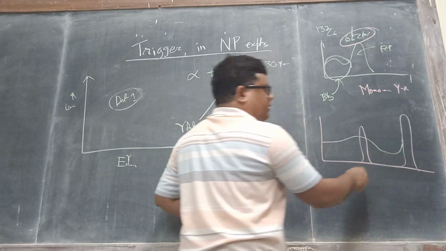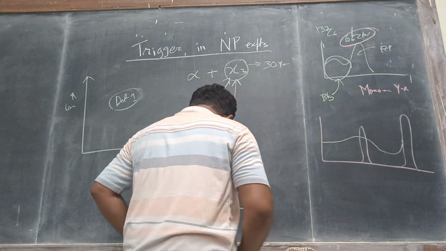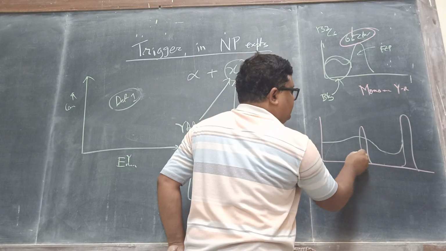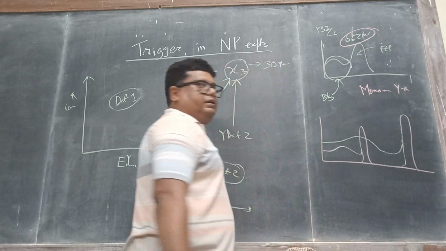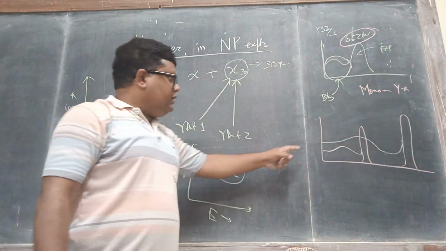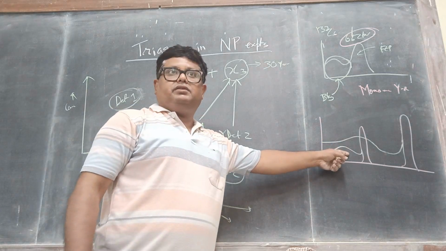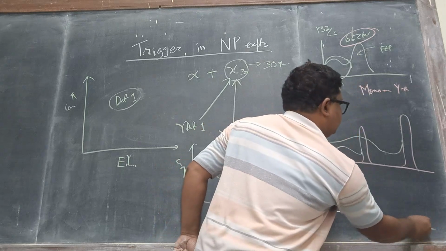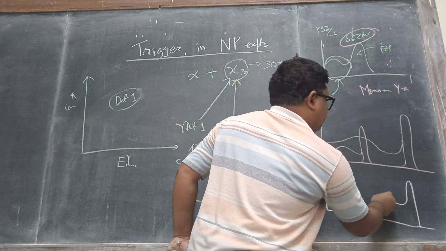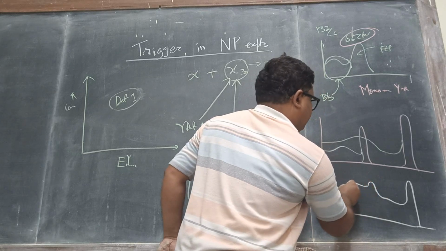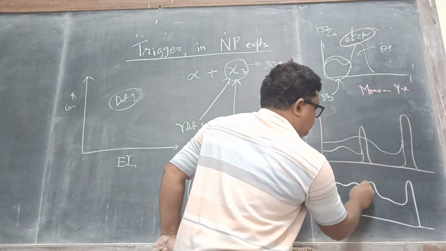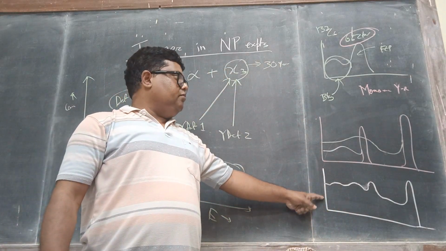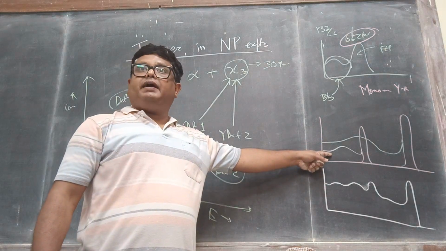This is the Compton background of this peak. And for this other peak, you will also get a similar Compton background. But they will add up in their common region. So effectively, what you will be getting is something like this. Try to understand, this is what you are getting, because of the adding up of Compton backgrounds.